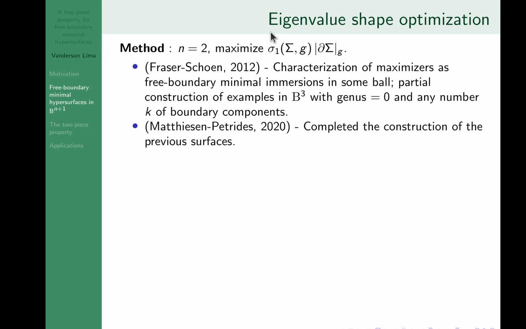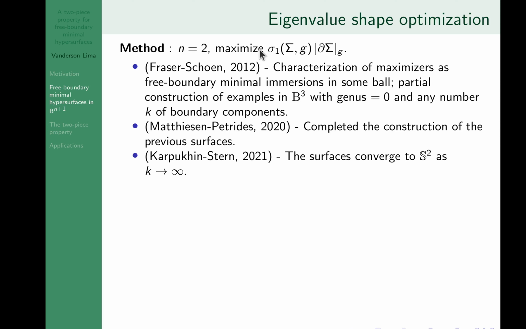So Matthiesen and Petrides completed the construction of these previous surfaces of genus 0 and any number of boundary components. Actually, they proved a more general result that this problem always has a maximizer, but maybe if the topology, the genus, is not 0, the ball has dimension greater than 3. But at least if the genus is 0, we know that we realize the surface inside the Euclidean three-space.